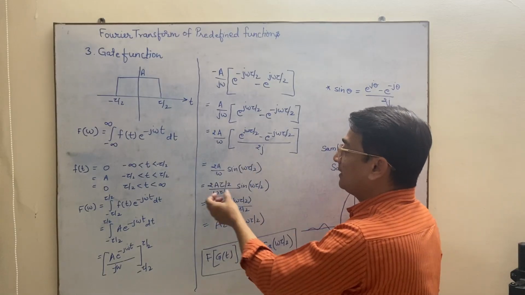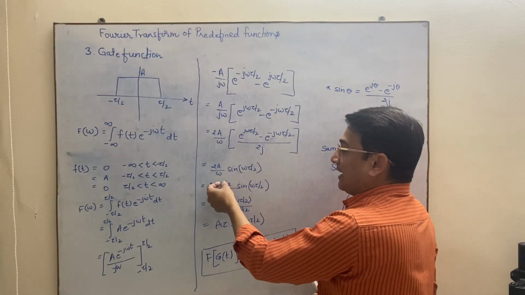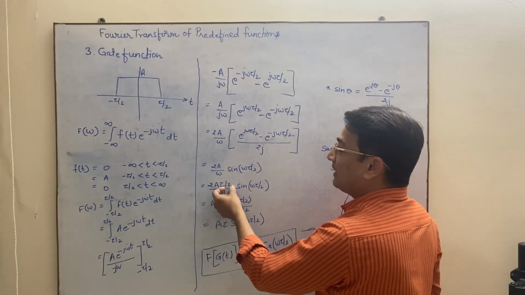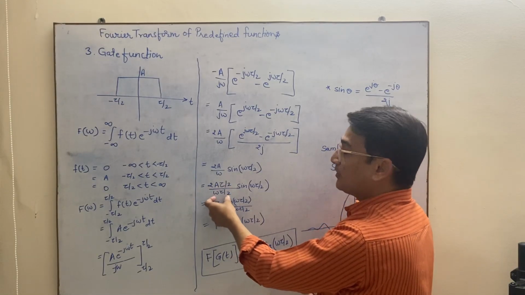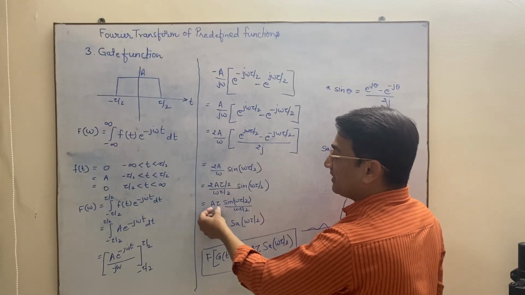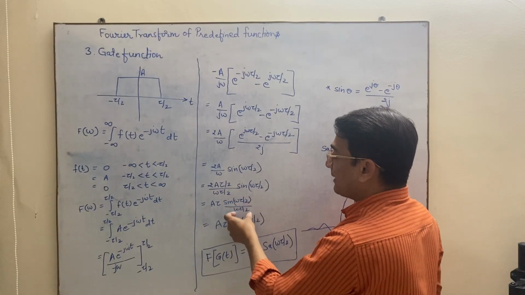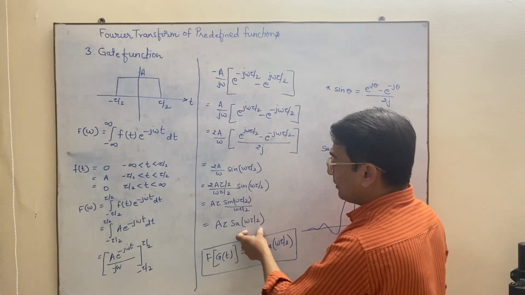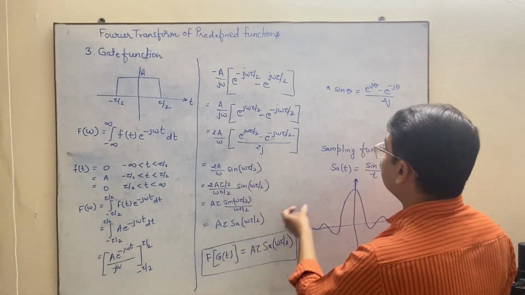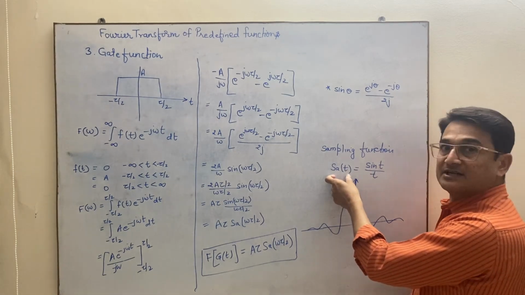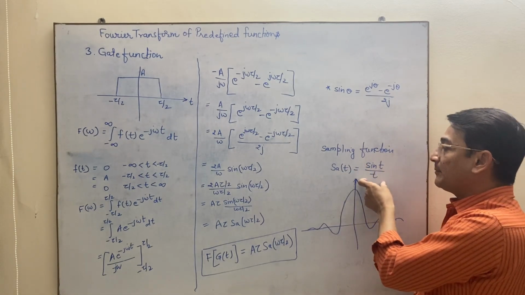So further, I have multiplied and divided this quantity with tau by 2. So it will be 2a into tau by 2 upon omega tau by 2 into sine omega tau by 2. Now 2 and 2 cancel, so it will become a tau sine omega tau by 2 upon omega tau by 2. And then I have written a tau sampling of omega tau by 2. This is another function which is known as the sampling function. Sampling function is nothing but sin t upon t.